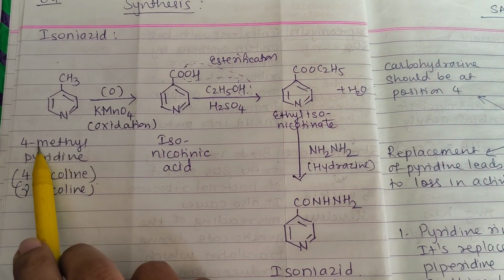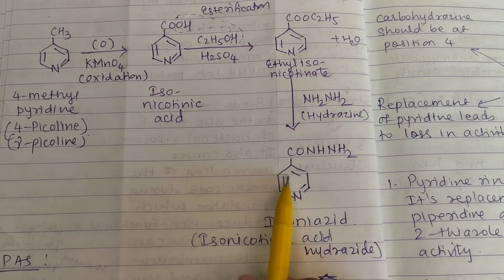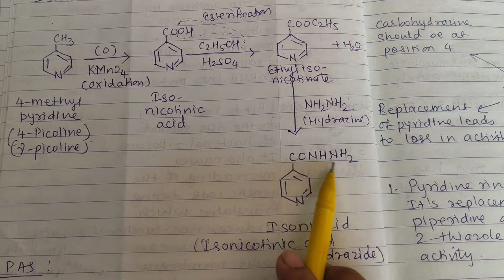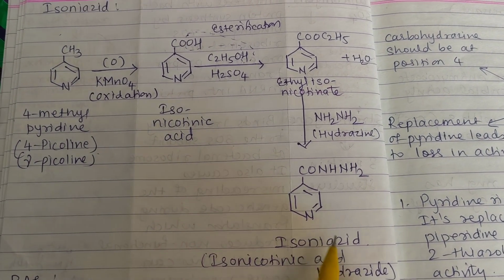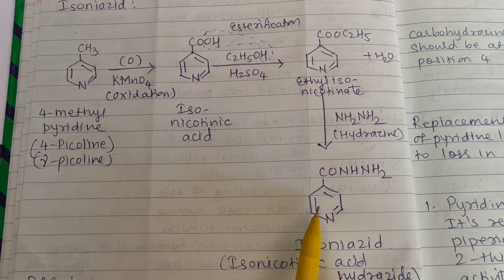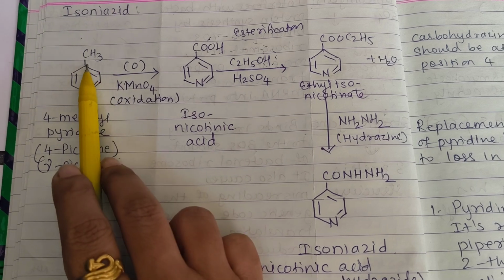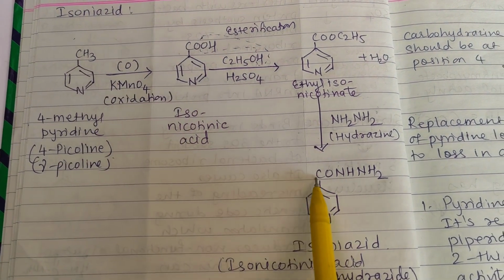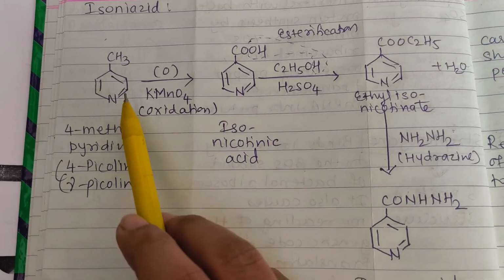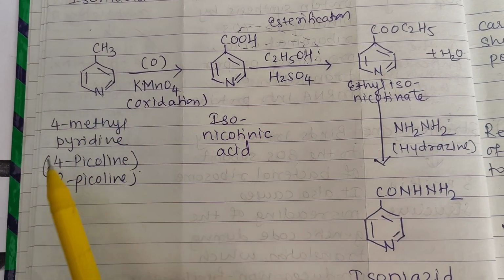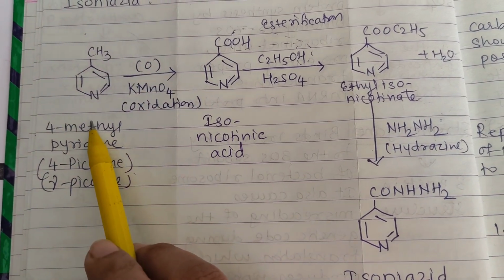The starting material is 4-methyl pyridine. See, this is the isoniazid structure. We have a pyridine ring, carbonyl group, NH2, that is hydrazide. It is isonicotinic acid hydrazide. Look at the starting material: the pyridine ring is there and there is CH3. The whole CONH2 part is not there. This particular compound is called 4-picoline or gamma-picoline or 4-methyl pyridine.